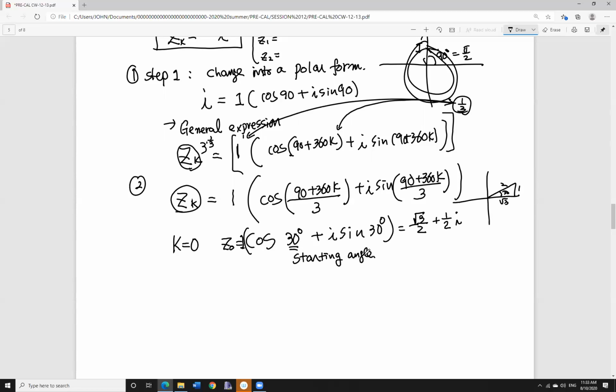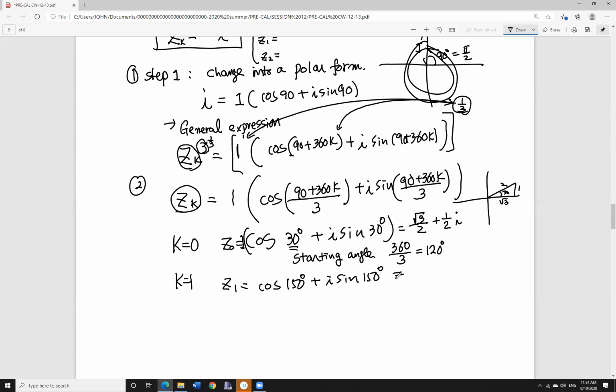Now let's find the next angle. We have a cube root there. 360 over 3 is what? 120 between each root. Okay? 120, 120. So we're starting at an angle of 30 degrees. The next root is how much? Cosine 30 plus 120 is 150, i sine 30 plus 120 is still 150. That's the second root.